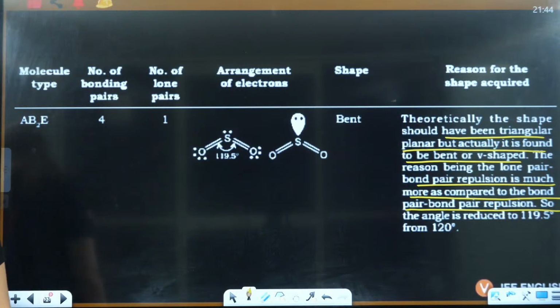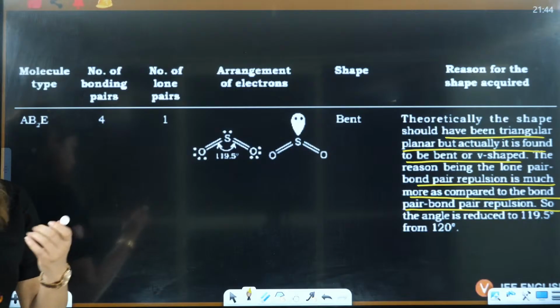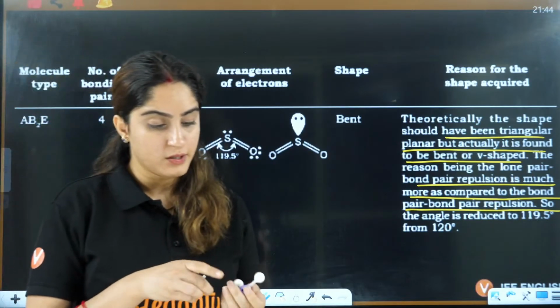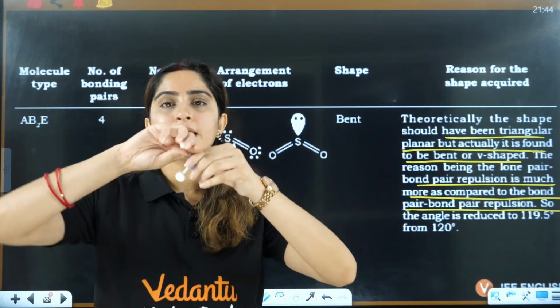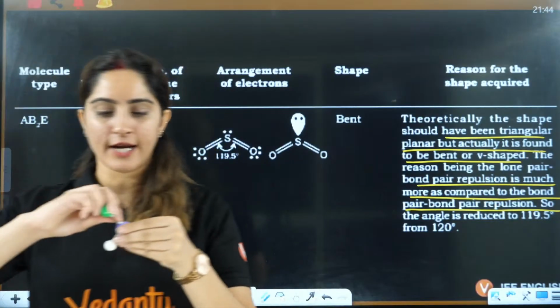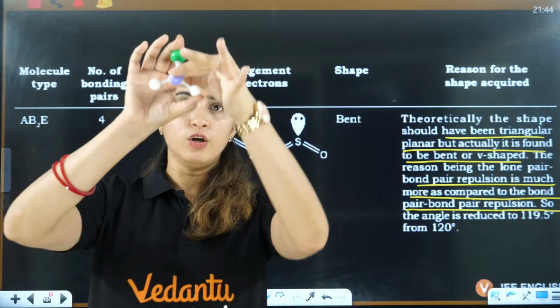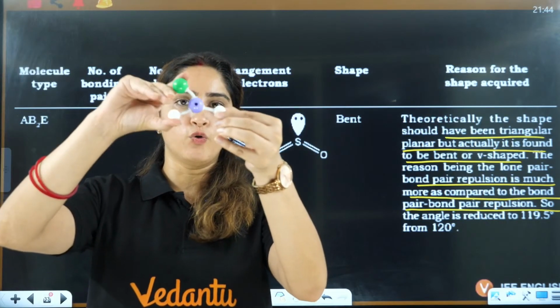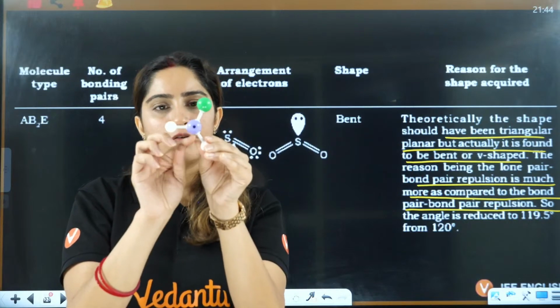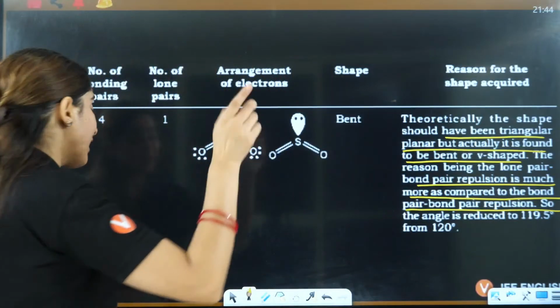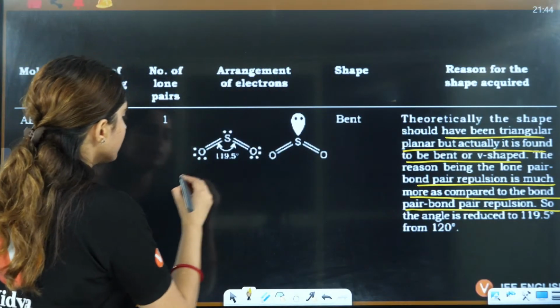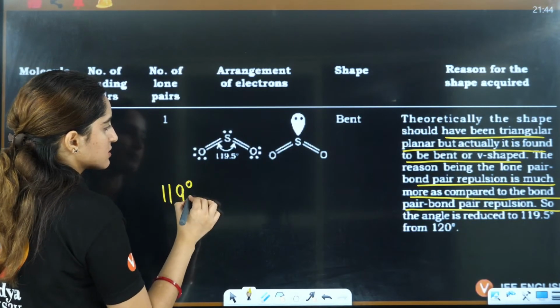Right, let's talk about angles now. It was trigonal planar, right? Let me just draw that. This was trigonal planar. Now when you have a lone pair here instead, because of the lone pair bond pair repulsions, this 120 angle is going to decrease to 119 degrees. So that's why here the angle is 119 degrees.